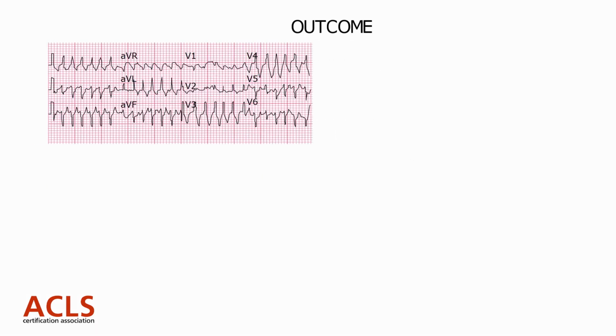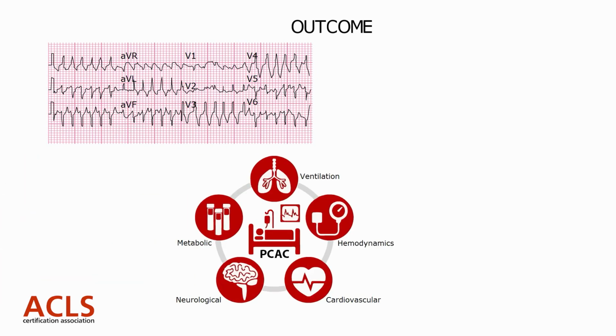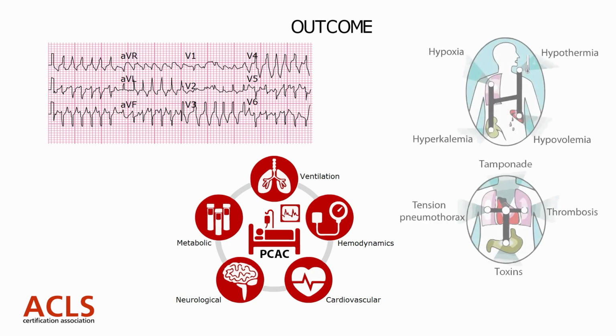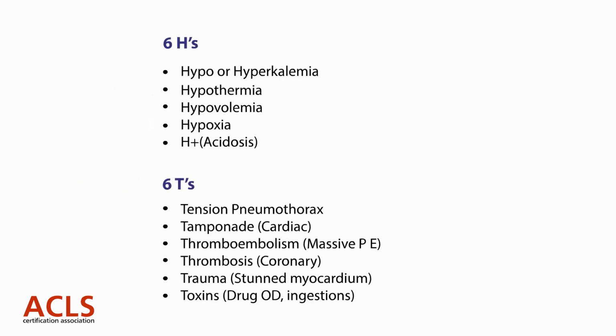Outcome. If the patient recovers and achieves return of spontaneous circulation, then clinicians should proceed to post-cardiac arrest care. If the patient does not improve after the aforementioned interventions have been tried, then providers should think about the possible reversible causes of cardiac arrest. We refer to these as the H's and T's.